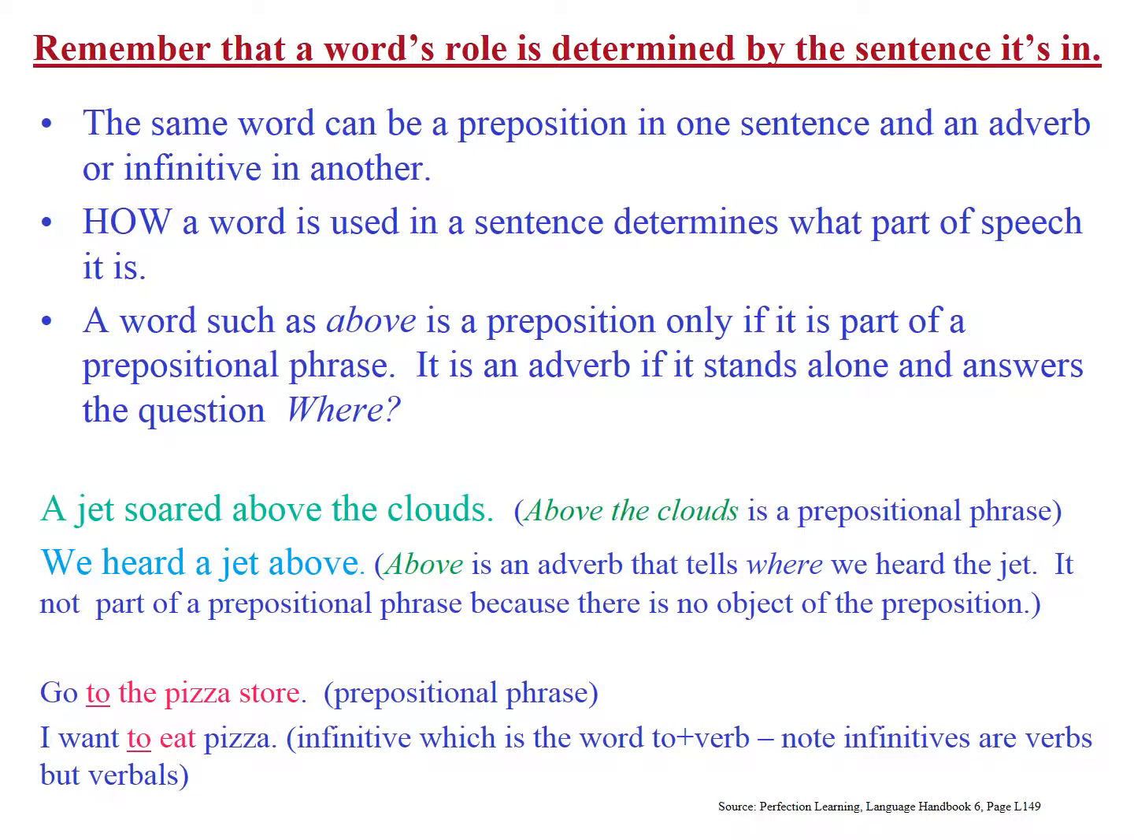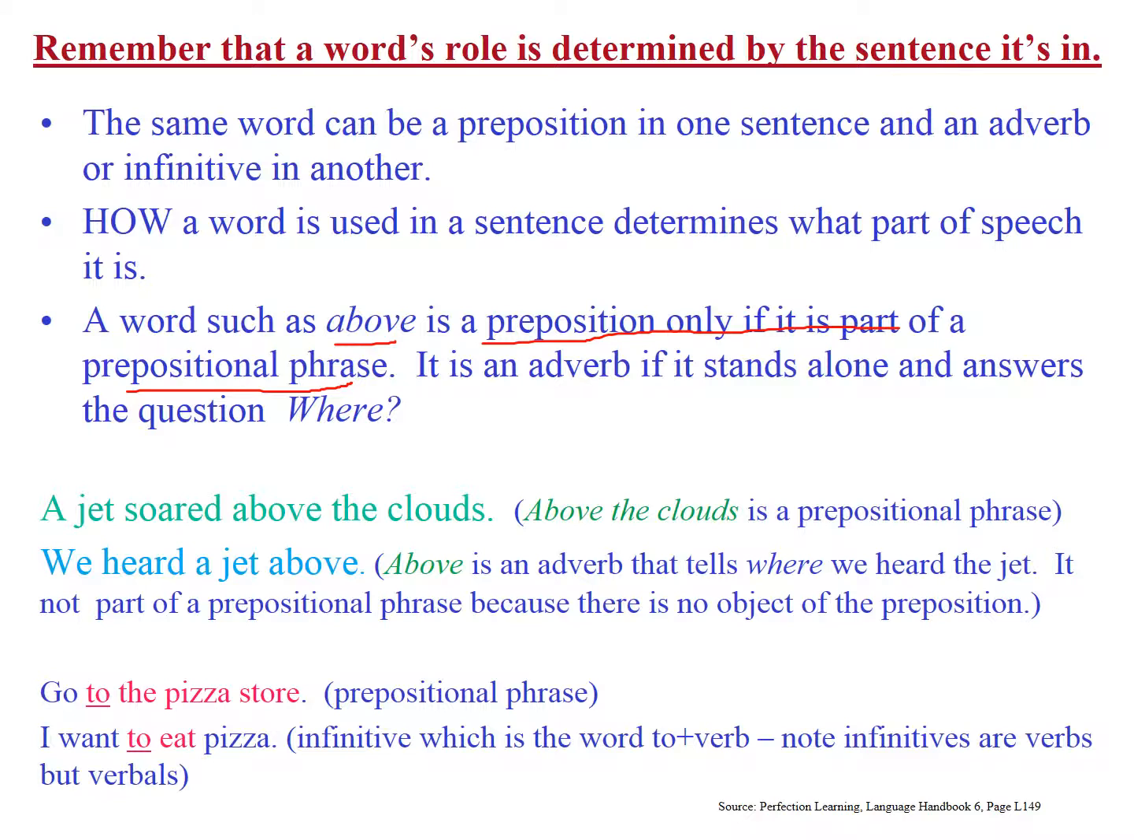All right, so remember this. Remember that a word's role is determined by the sentence it's in. The same word can be a preposition in one sentence and an adverb or infinitive in another sentence. How a word is used in a sentence determines what part of speech it is. So a word such as above is a preposition only if it's part of a prepositional phrase. So it's got to have that object with it. It's an adverb if it stands alone and answers the question where.